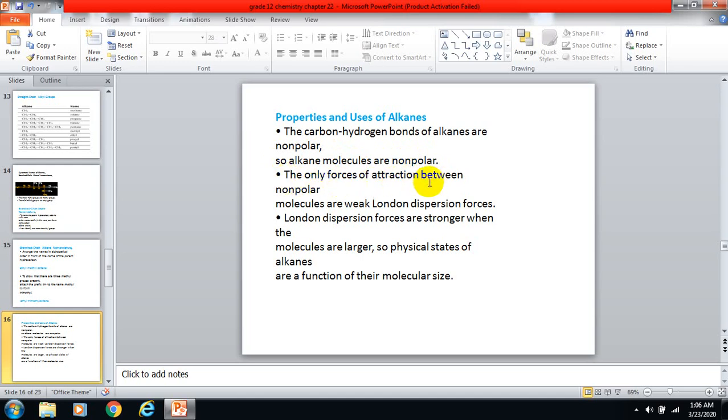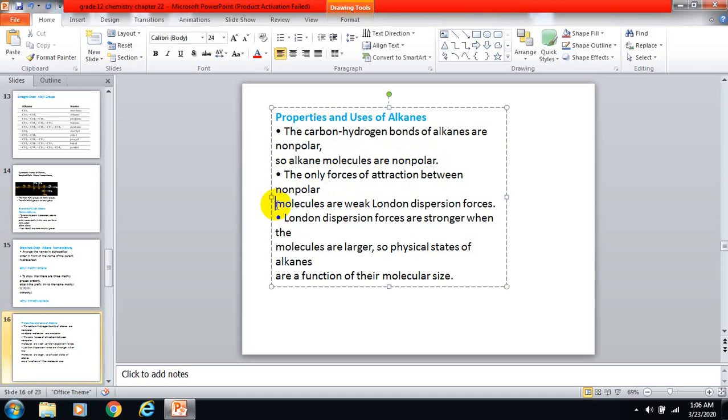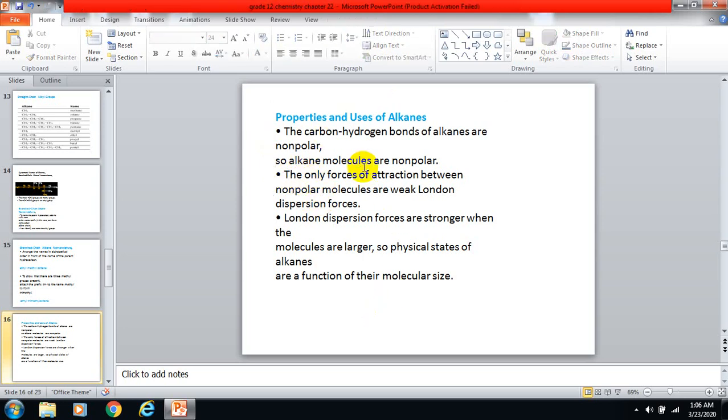The only forces of attraction between non-polar molecules are weak. Let me arrange that again for you guys. The only forces of attraction between nonpolar molecules are weak London dispersion forces. Small, weak London dispersion forces.